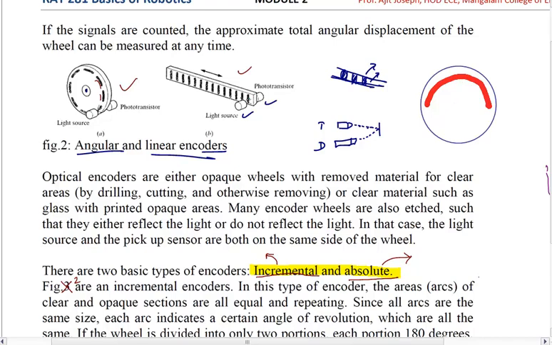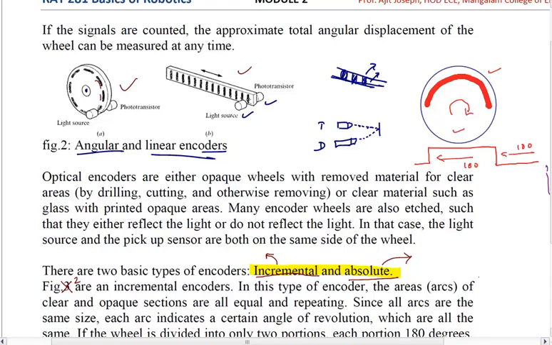So if this is going to rotate, then what will happen? For 180 degrees, we will get light passing through, and for the other 180 degrees, we will not have any light passing through. So when the light is passing, we will get a pulse, and then a no light pulse for another 180 degrees. So this is going to be 180 and this is going to be another 180. Okay, so what is going to be the resolution? The resolution is going to be only 180.